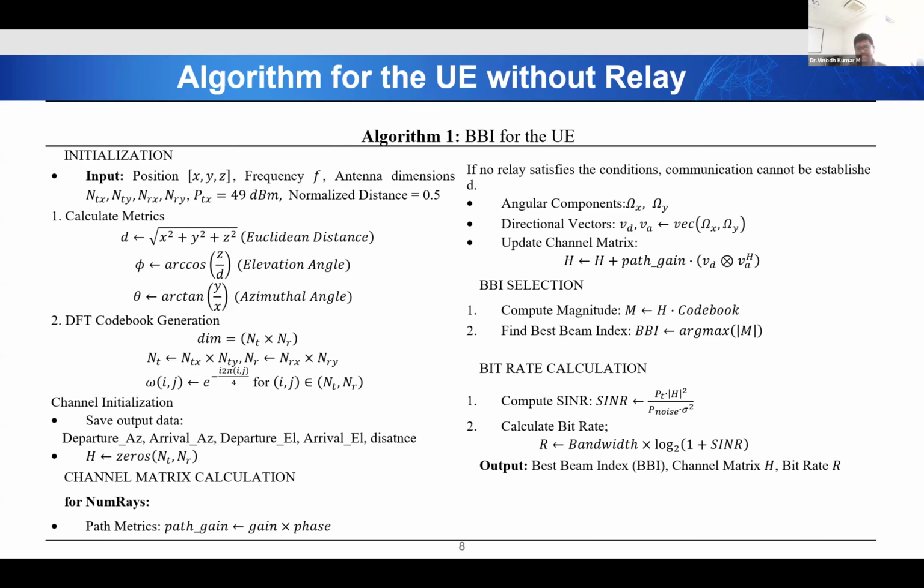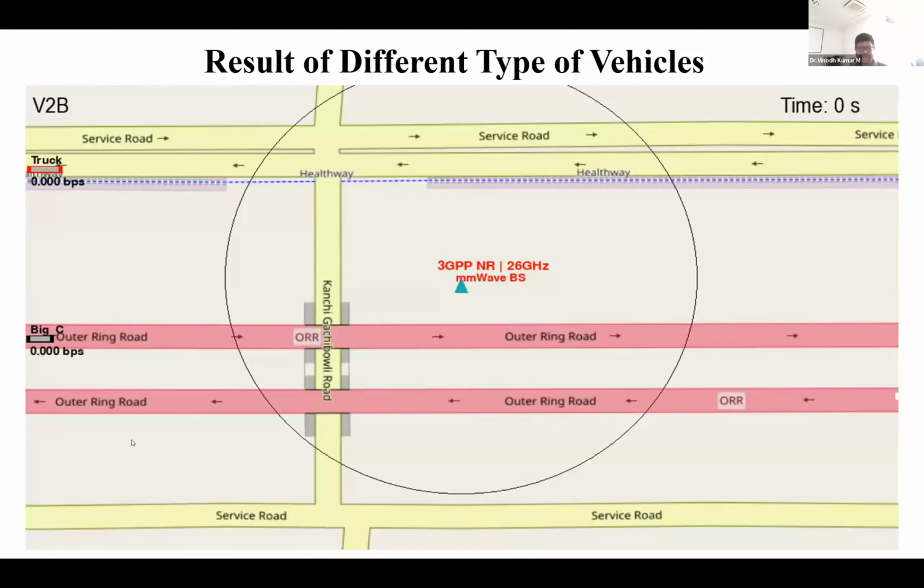Then all the angular components, which I defined in the previous slide equations, were used to find H. Once we get H, it is given to the codebook, and we get the best beam index, which is substituted in order to calculate the bit rate. So this is the procedure. This is the algorithm we developed for the scenario without relay. Now let's see how our Pygame simulator simulated it.